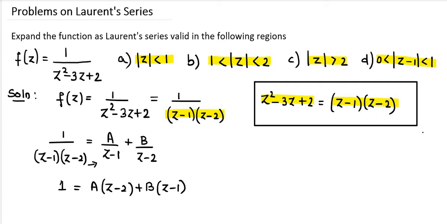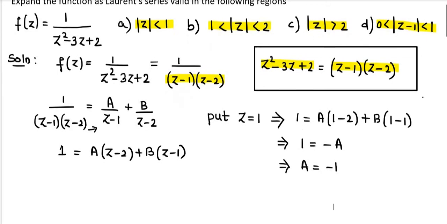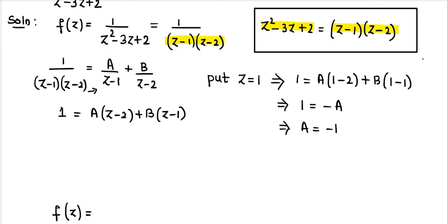Now we are going to put various values of z and find out the coefficients a and b. So when you put z as 1, the second term becomes 0. 1 is equal to a into 1 minus 2 plus b into 1 minus 1. If you observe, the second term becomes 0. So therefore 1 is equal to minus a. We have got the value of a. A is minus 1. Similarly, let us put z as 2.